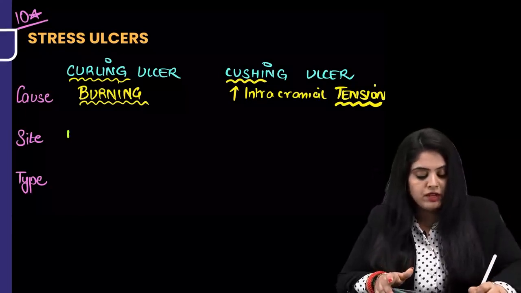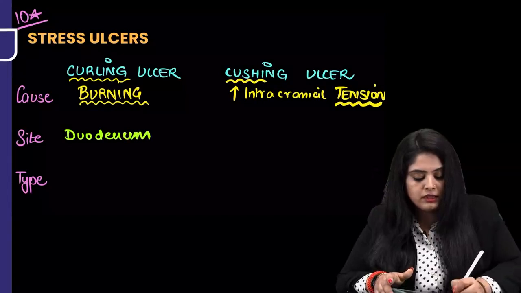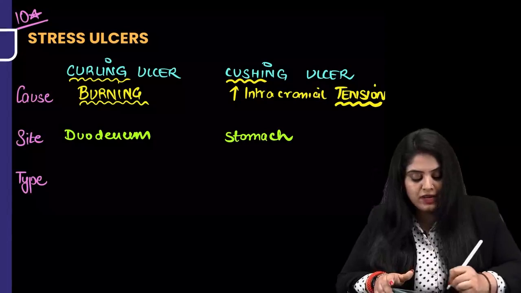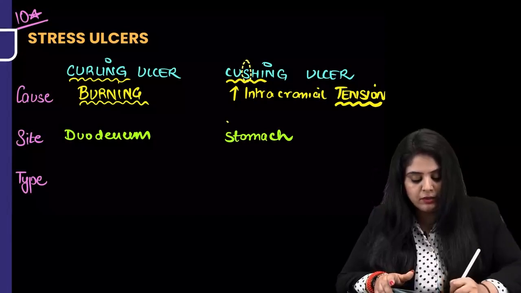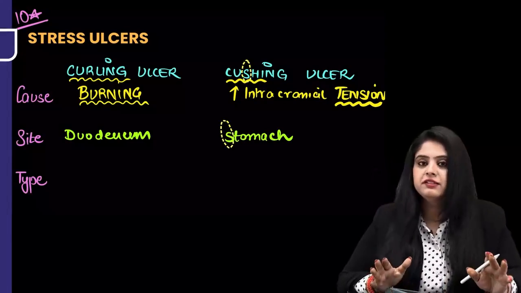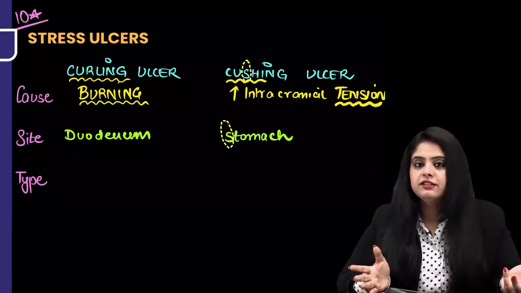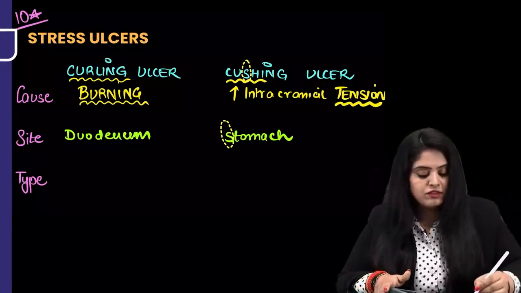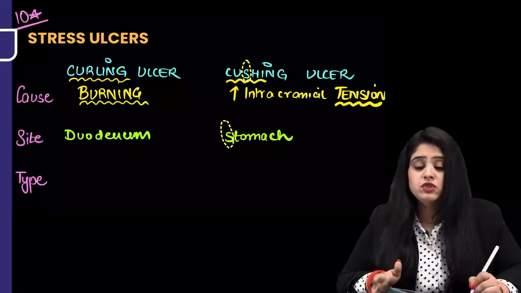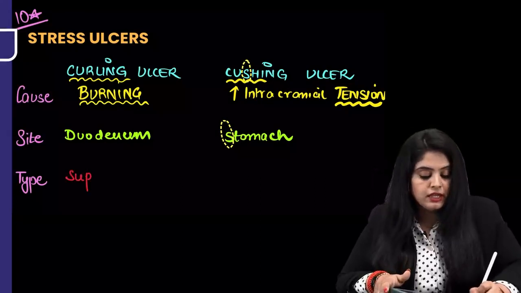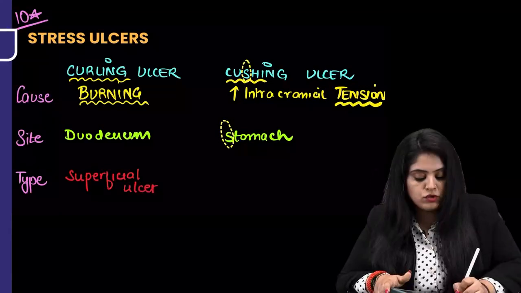Next question. One of them is going to occur in the duodenum and the other one is going to occur in the stomach. So how am I going to decide on those? Please note, whichever has the S is going to occur in the stomach. So Cushing has the S that occurs in the stomach and curling then occurs in the duodenum. After that, please remember they ask you about which is superficial and which is deep. So curling ulcer is a superficial ulcer, whereas Cushing ulcer is going to be a deep ulcer.